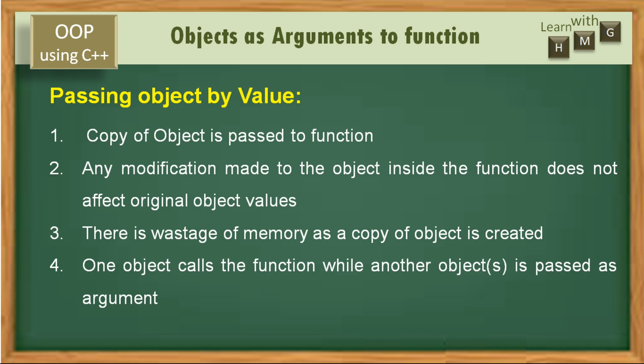One object calls the function while another object or multiple objects can be passed as argument. So there will be two objects involved. One object which will be required for calling the member function, and another object will be required for passing it as an argument.